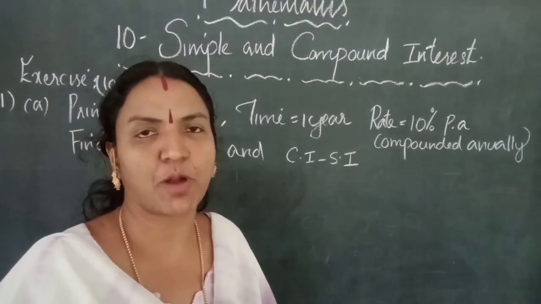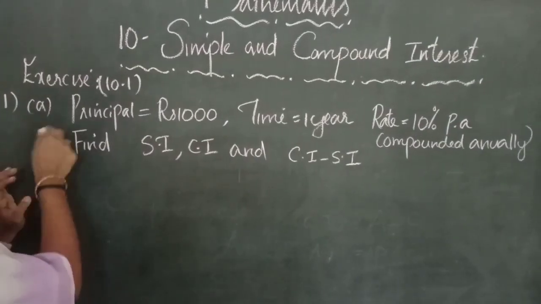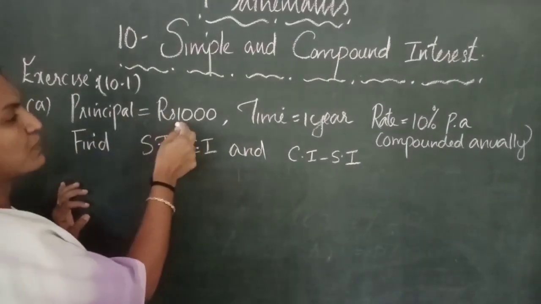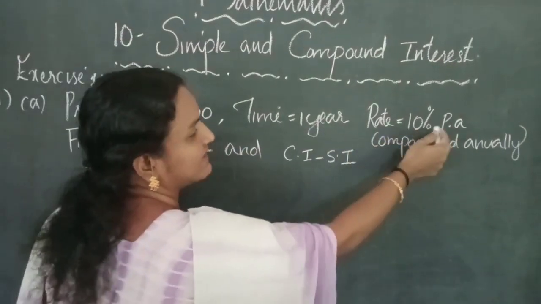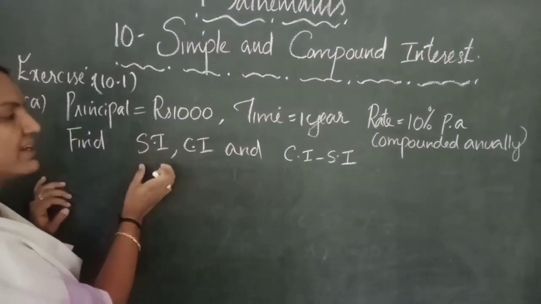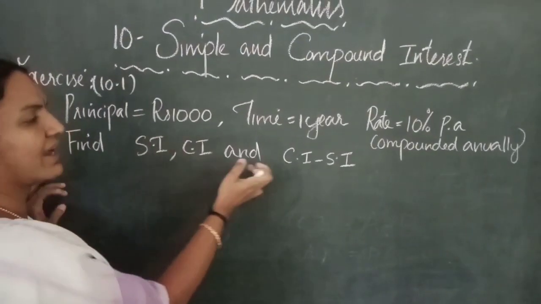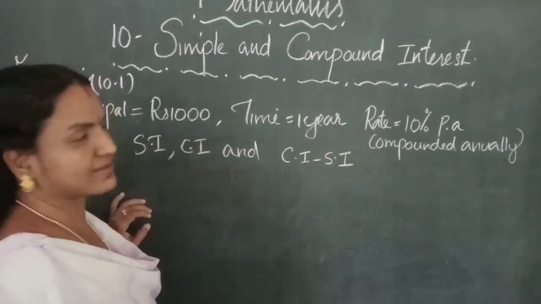Move on to the exercise problems. First problem from exercise 10.1 of 1A. Principal is rupees 1000, time 1 year and rate 10% per annum compounded annually. Find simple interest, compound interest and the difference, compound interest minus simple interest.